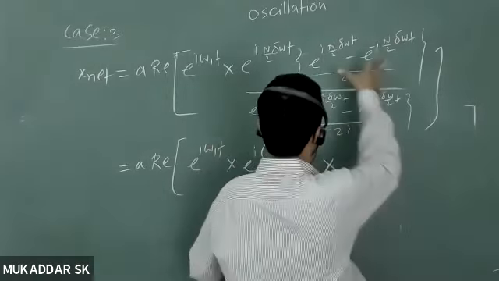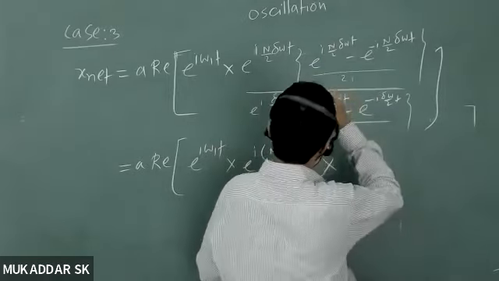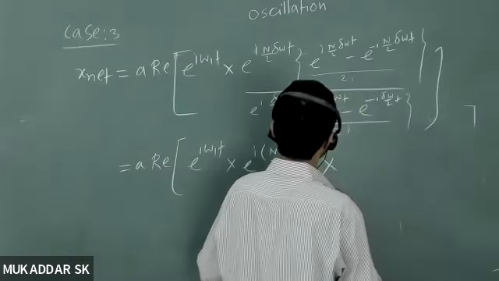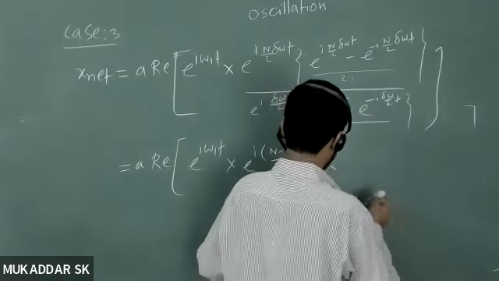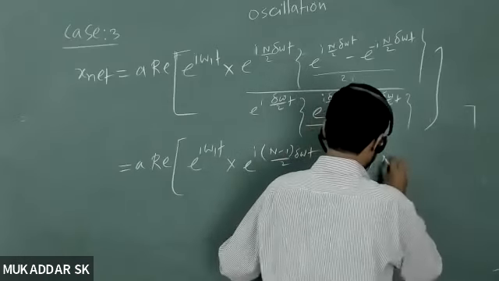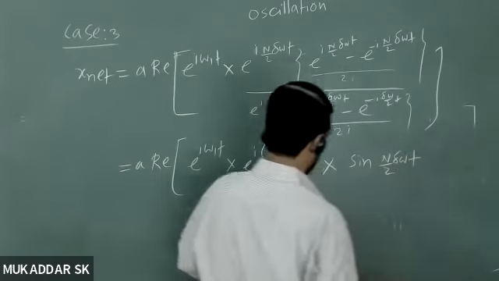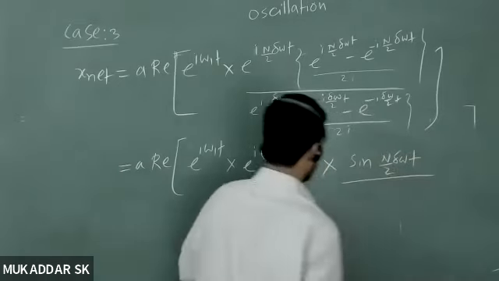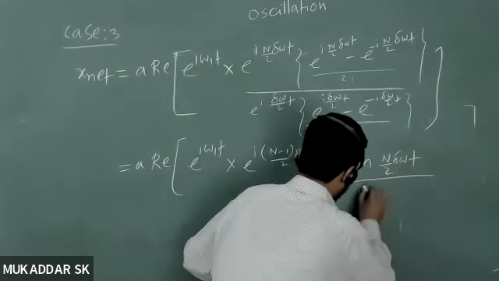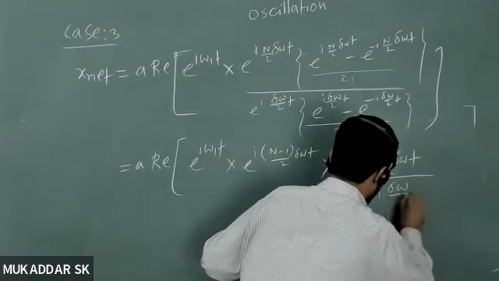You can write like this, and the other part will become this part on the upper side. This is nothing but a sine function, right? This is nothing but the form of sine theta, and theta here is n by 2 delta omega t. So I can write sine of n by 2 delta omega t. And in the denominator, again we have a sine function, but it will now be sine of delta omega by 2 into t.